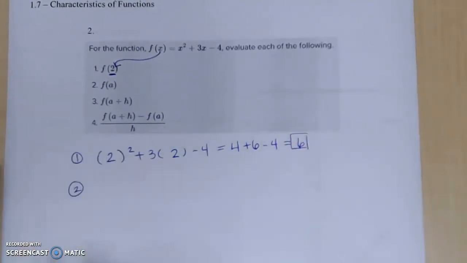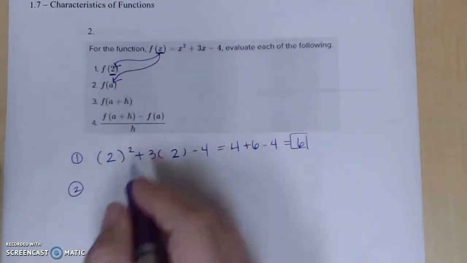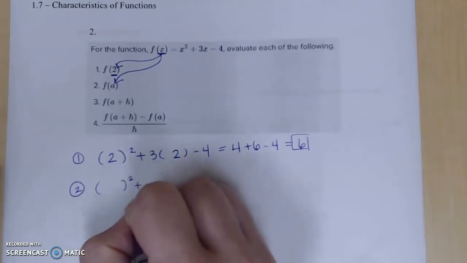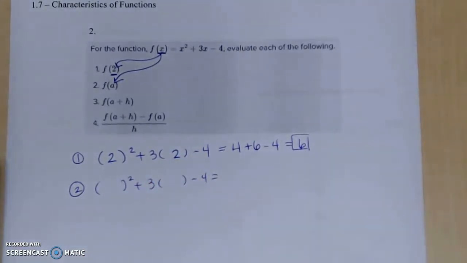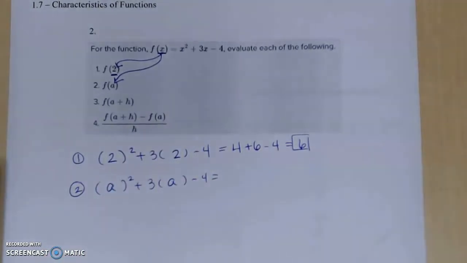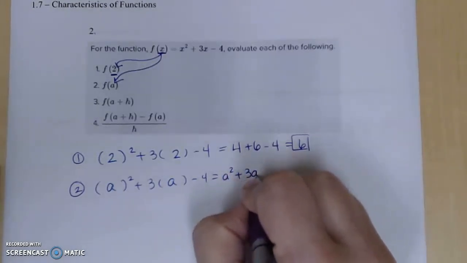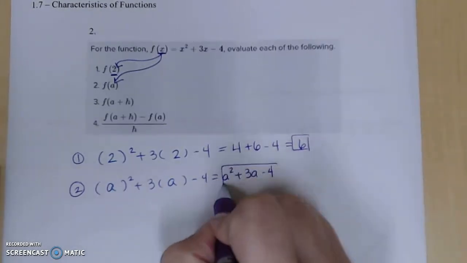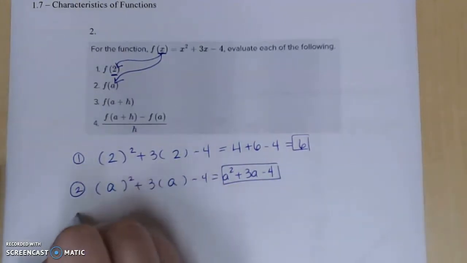Part 2, they're going to amp it up a little bit. Now again, instead of x, they want us to put an a. So I'm going to put parentheses everywhere I had an x. And then I'm going to put an a in all those parentheses. Now with this one, I really can't do much more to it. If you like, I could just call it a squared plus 3a minus 4. But at the end of the day, that is f of a. I can't do anything else with it.